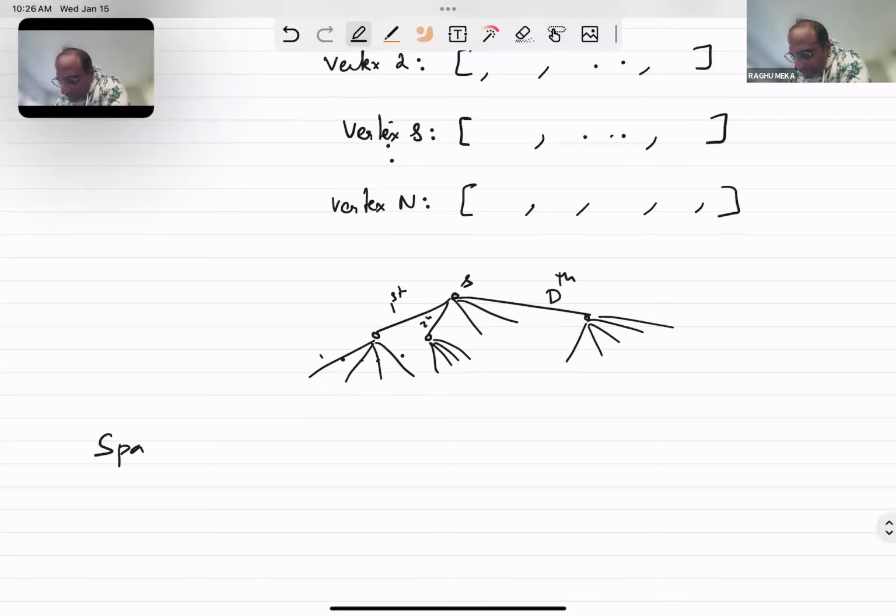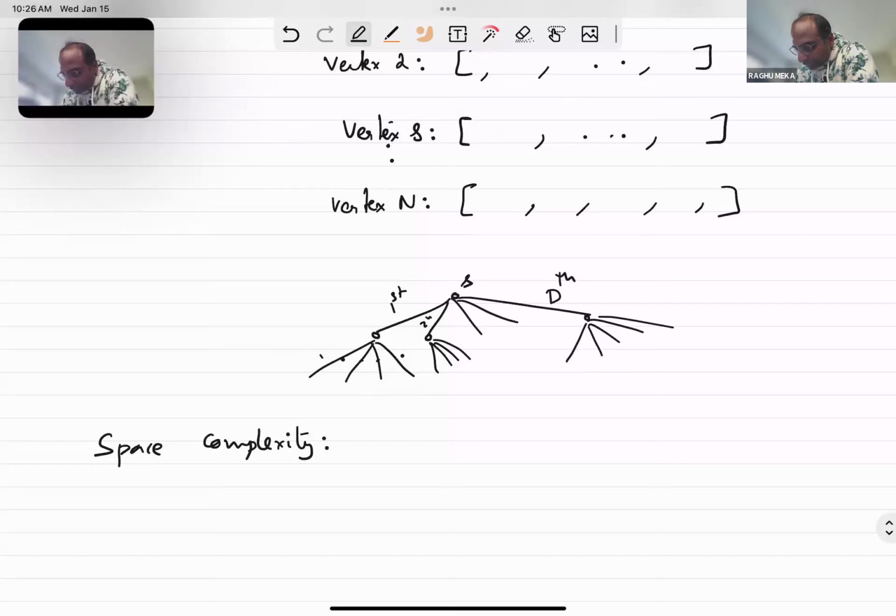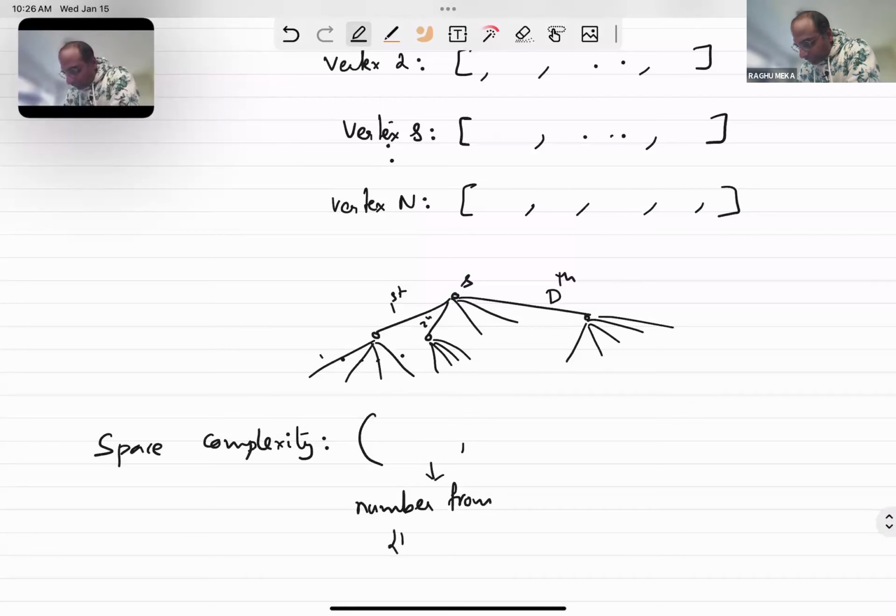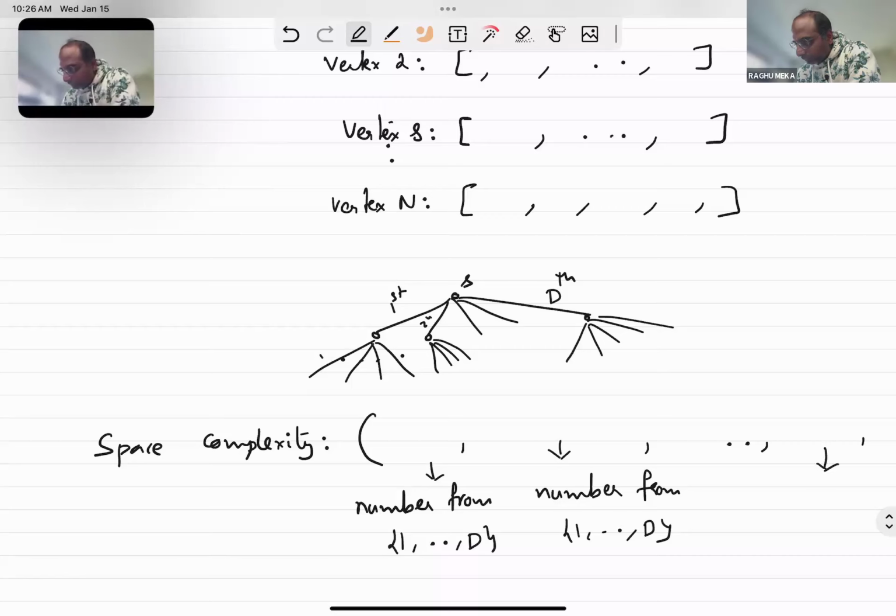So the space complexity is going to be the following. To represent this exploration path, what do I need? I need a number from 1 through D. I need another number from 1 through D, and so on.